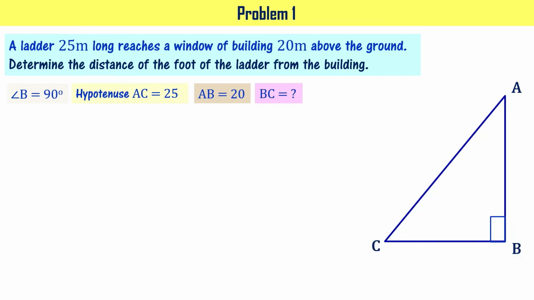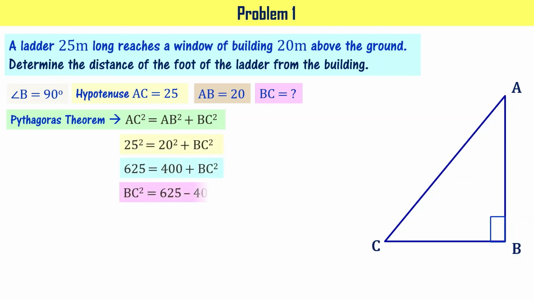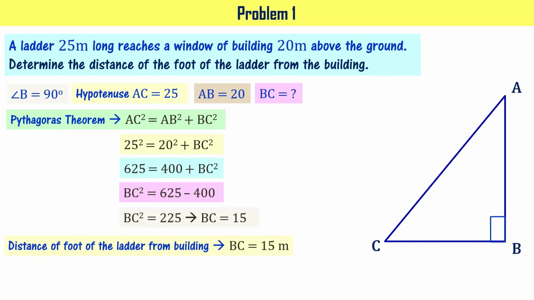Now we are asked to find BC, right? We can apply Pythagoras theorem. As per that, AC square is equal to AB square plus BC square. When you substitute the values of AB and AC into this equation and simplify it, you get BC square equal to 625 minus 400, that is equal to 225. So that you can write BC equal to 15. To answer the question, distance of the foot of the ladder from the building is BC, that is equal to 15 meters.